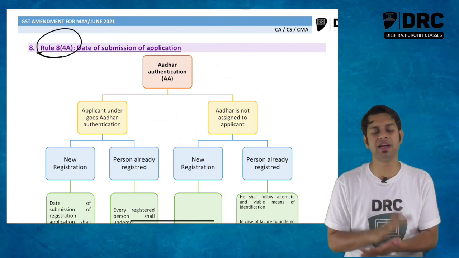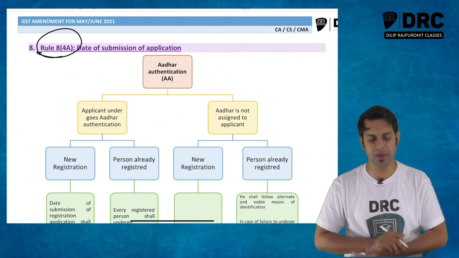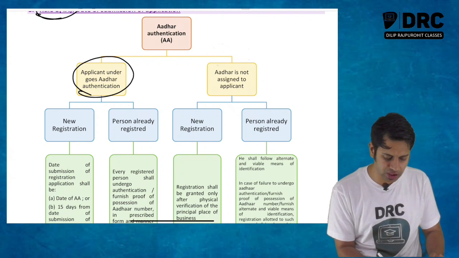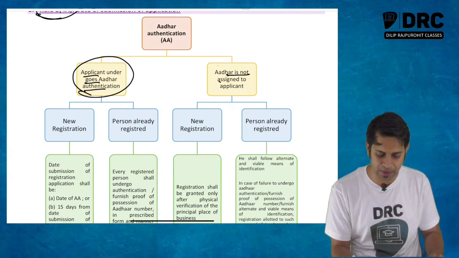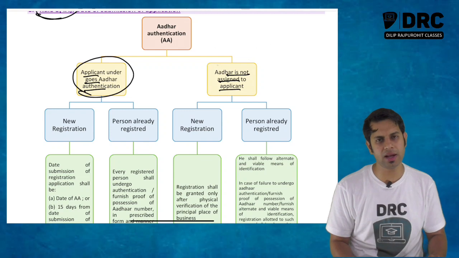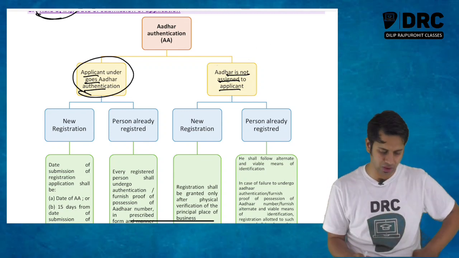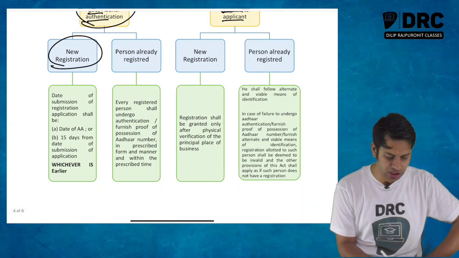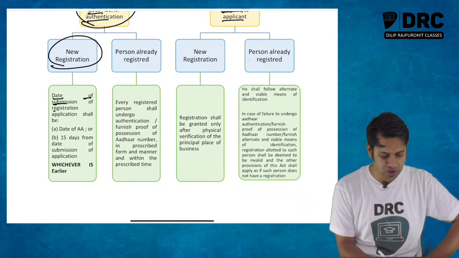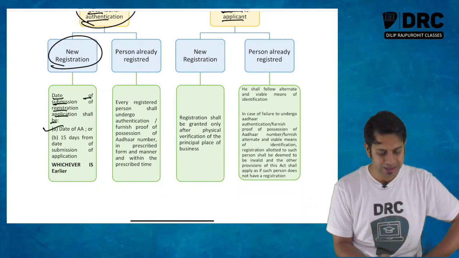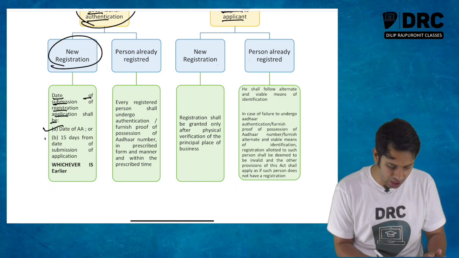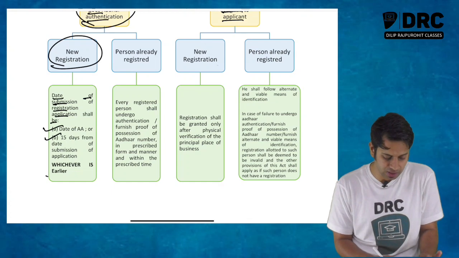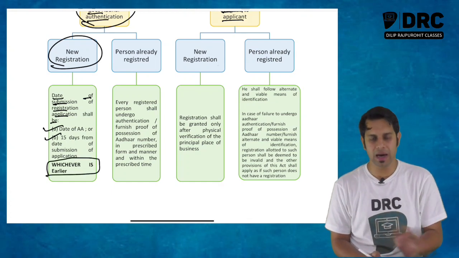Now what will be treated as the date of submission of your registration application? Two arrow marks: Aadhaar authentication, the applicant undergoes Aadhaar authentication, or the applicant does not undergo Aadhaar authentication, or has not been assigned Aadhaar authentication. He is taking a new registration. If I am applying for new registration, the date of submission of the registration application shall be the date on which Aadhaar authentication has been done, or 15 days from the date of submission of the application, whichever is earlier.